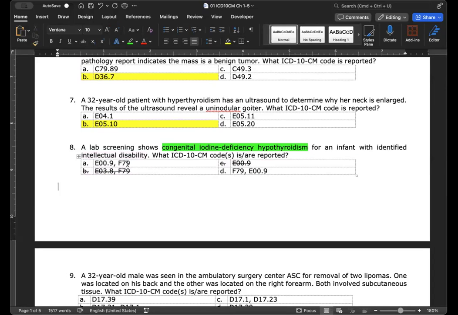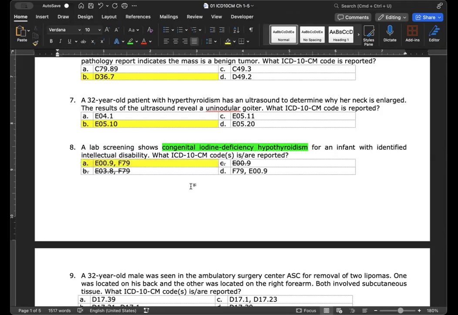Wouldn't it be the iodine deficiency because that's acute? Well, it's what they're coming in for. Yeah. That screening, they're having that done for the iodine deficiency. And it just so happens, and again, I'm using that phrase loosely, that they have that intellectual disability as well. So the intellectual disability is not what caused the screening. They're there for the screening, which is going to make that our first listed diagnosis. Does that make sense? It does.